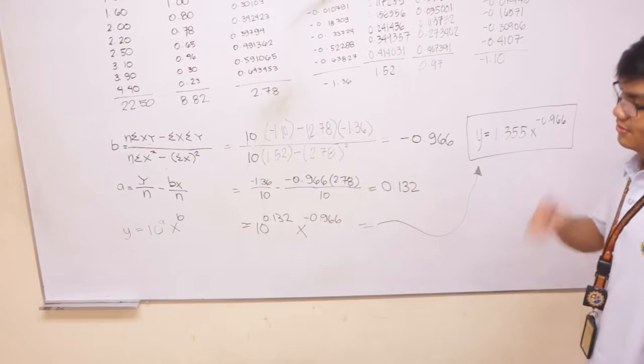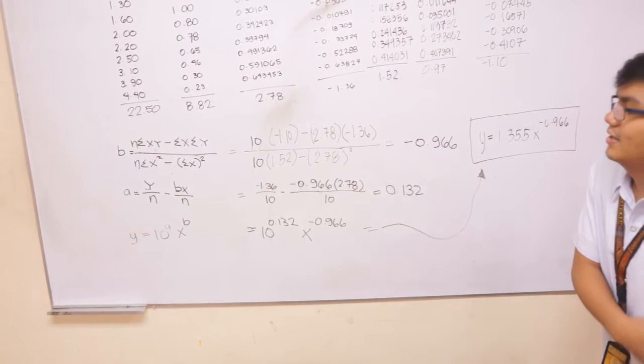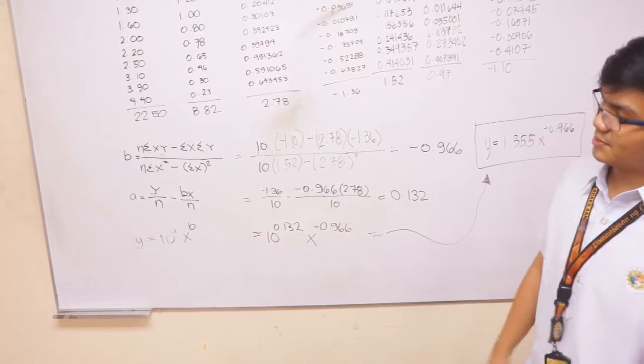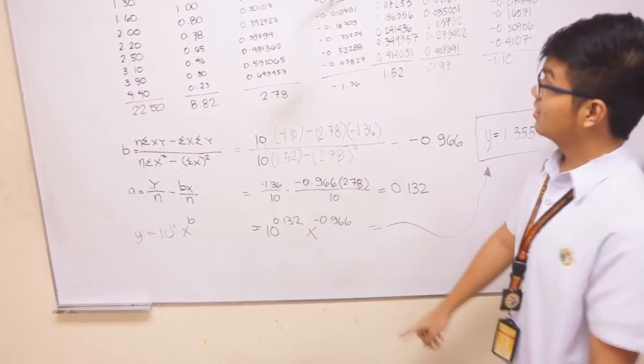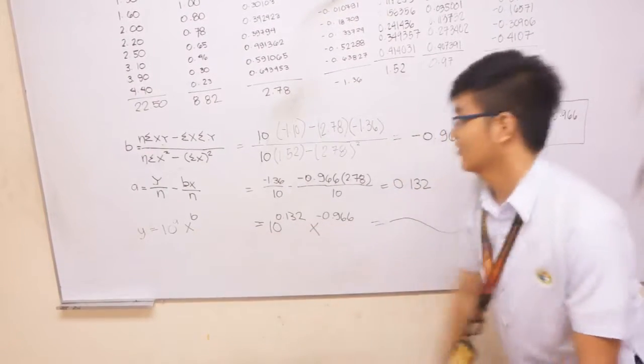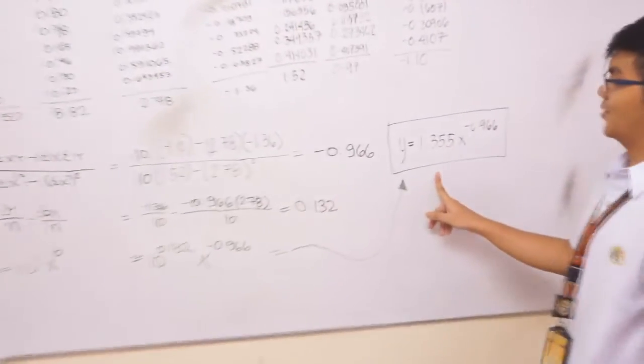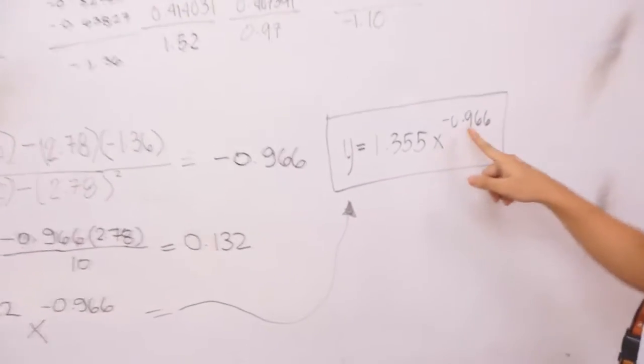And for the exact equation of the problem, since it is a logarithmic power equation, y is equal to 10 raised to a times x raised to b. So, input the values into this equation, and you will get y equals 1.355x to the power of negative 0.966.